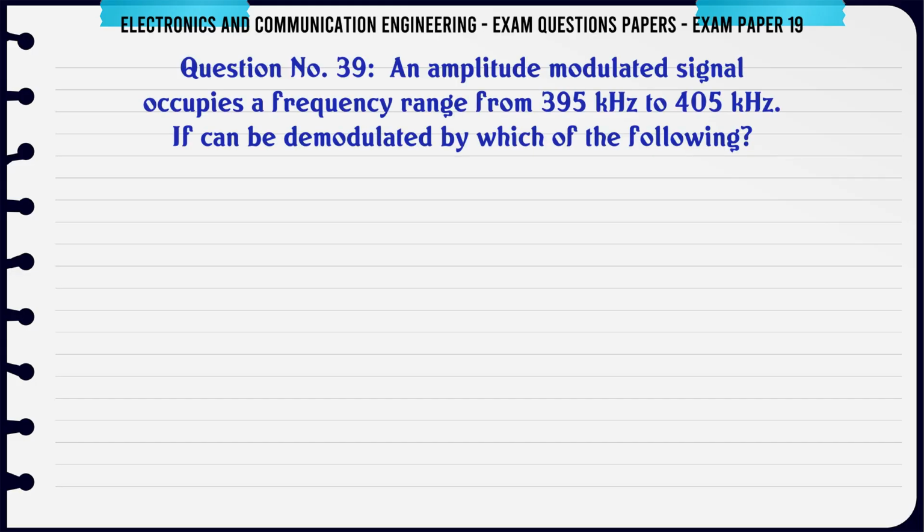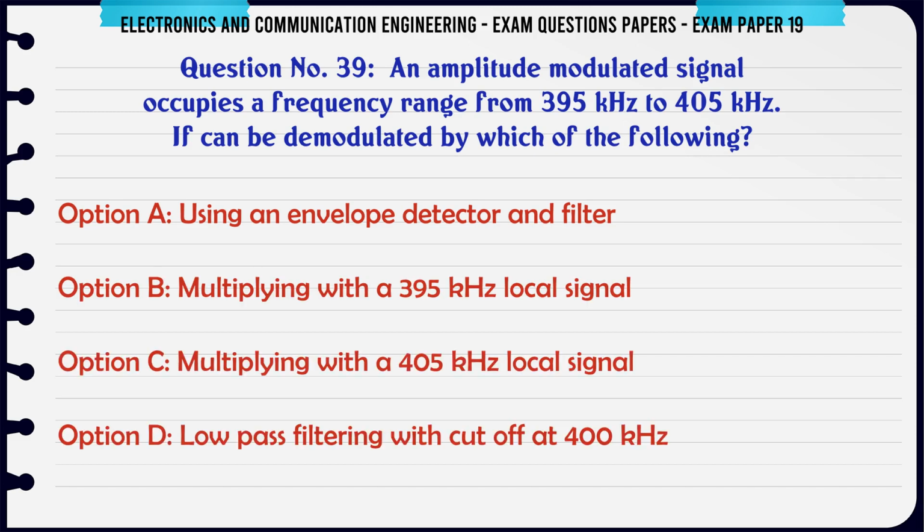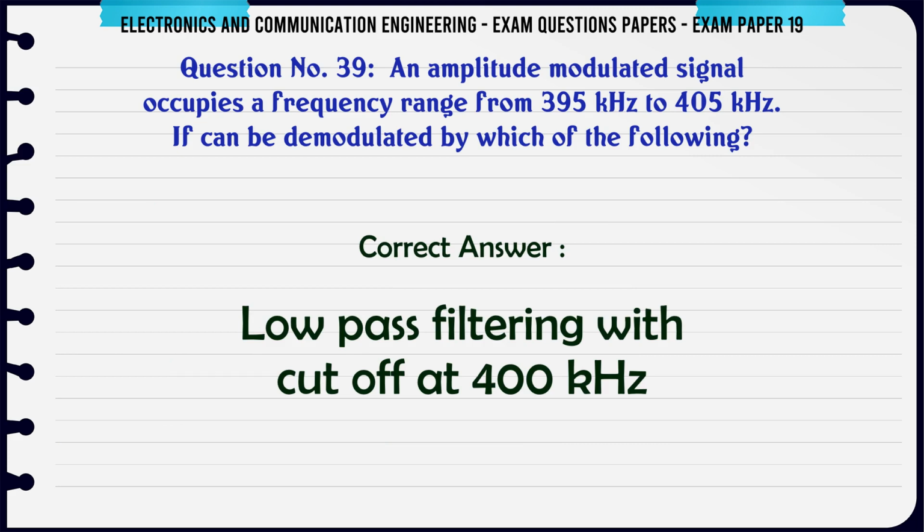An amplitude-modulated signal occupies a frequency range from 395 kHz to 405 kHz. It can be demodulated by which of the following? A. Using an envelope detector and filter. B. Multiplying with a 395 kHz local signal. C. Multiplying with a 405 kHz local signal. D. Low-pass filtering with cutoff at 400 kHz. The correct answer is low-pass filtering with cutoff at 400 kHz.